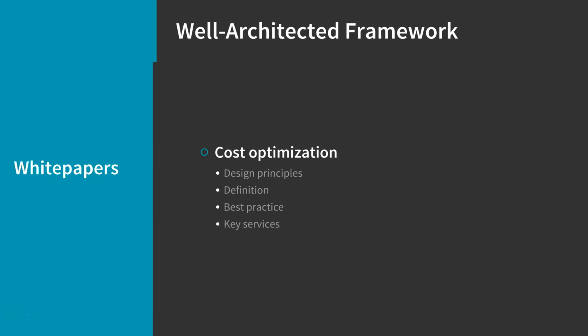For example, development and test environments are typically only used for 8 hours a day during the work week. You can stop these resources when they're not in use for a potential cost savings of 75%. The next design principle is to measure overall efficiency. You should measure the business output of your system and the costs associated with delivering it. Using this measure will help you understand the gains you make from increasing output and reducing costs.